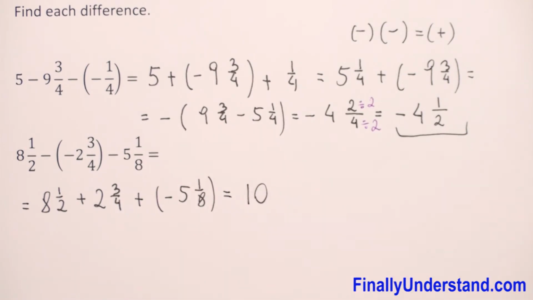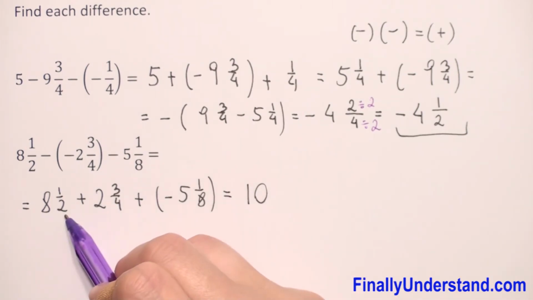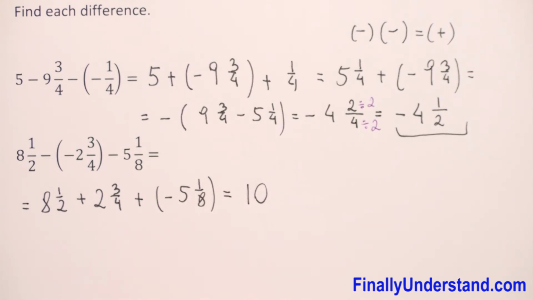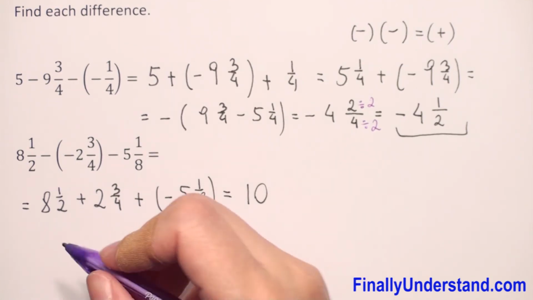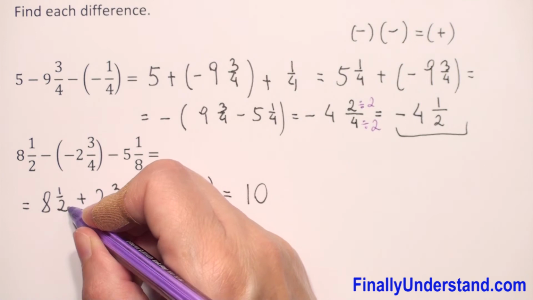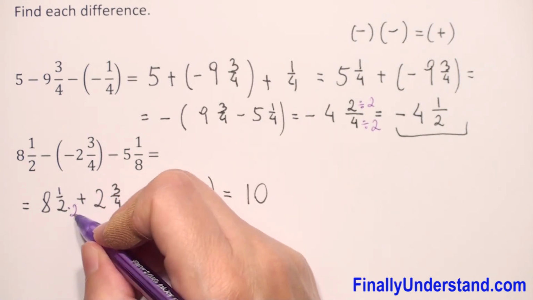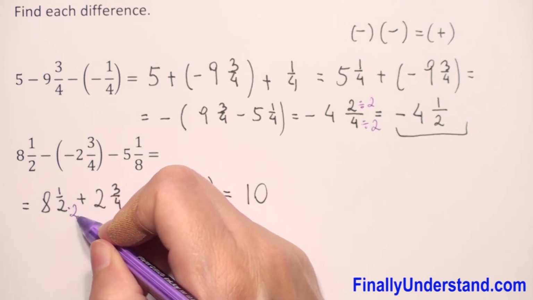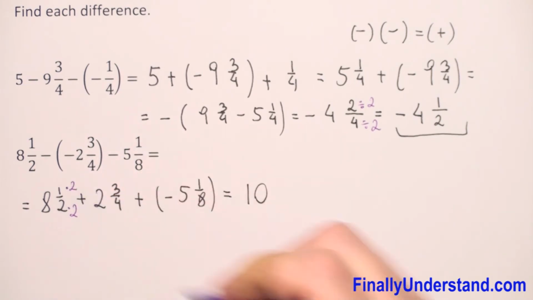To add these two fractions, we need the same denominator. We have 4 and 2. The common denominator will be 4. It's the smallest number which is divisible by the first and the second denominator. So 4 is divisible by 4 and 2. So here we have 4, but we need to change 2 to 4. So I will multiply the denominator by 2 to get 4. Whatever I did with the denominator, I have to do the same with the numerator.